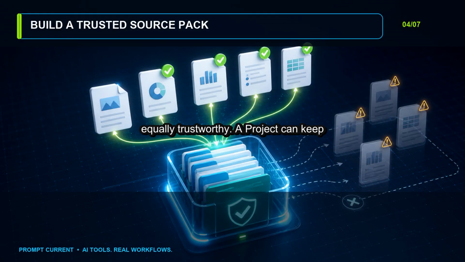The third mistake is treating every upload as equally trustworthy. A project can keep related files and connected sources together, but organization is not verification. Build a small source pack. For this launch, I add the approved product brief, current pricing, brand voice guide, customer research summary, and legal claim sheet. Each file gets a date and status: approved, draft, or reference only.